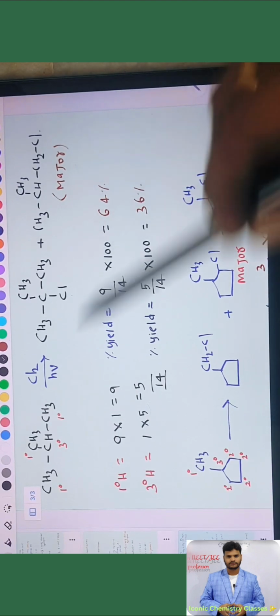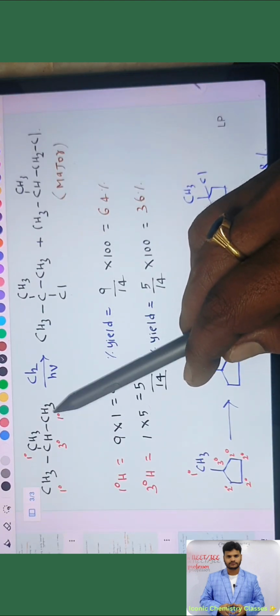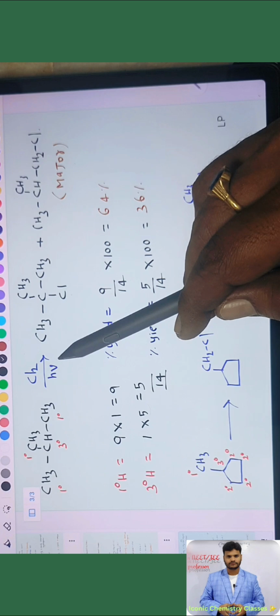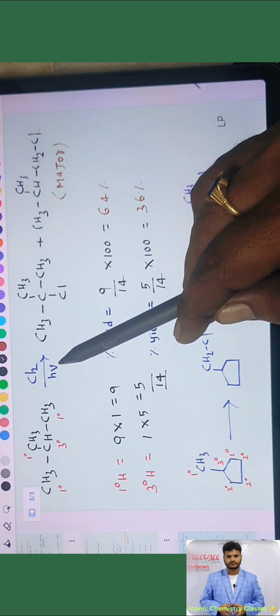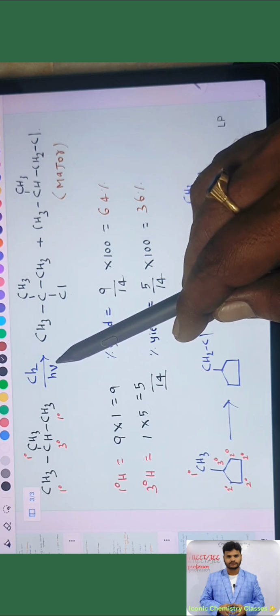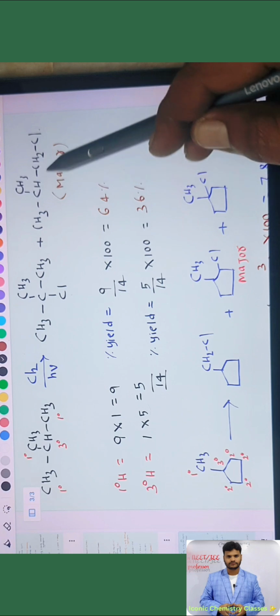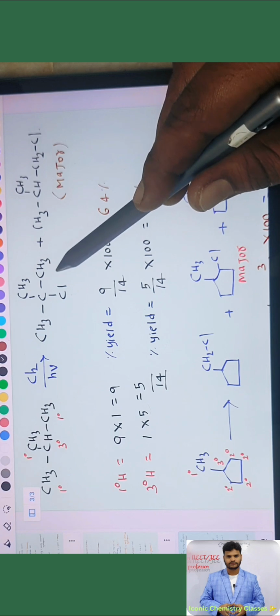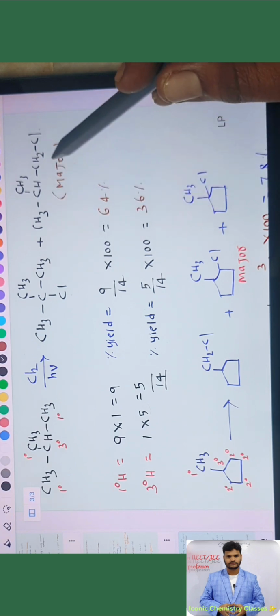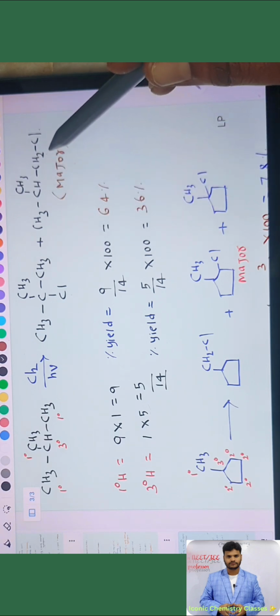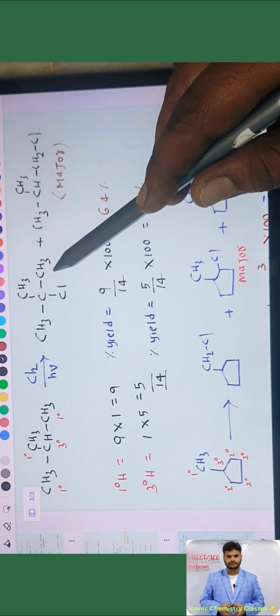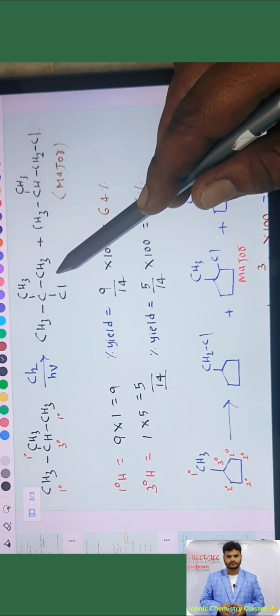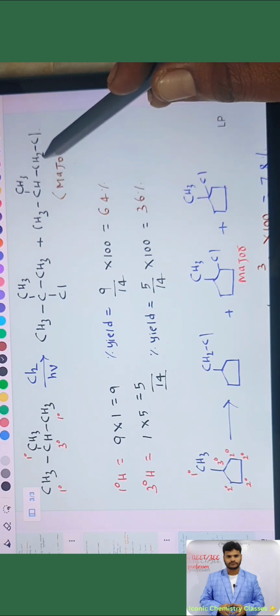Next one, this is 2-methylpropane. 2-Methylpropane reacts with chlorine in the presence of sunlight. As usual, you will get two monochlorinated products. Out of two, which is major? Everyone thinks this one is major, but this is the wrong answer, students. This is the right answer.